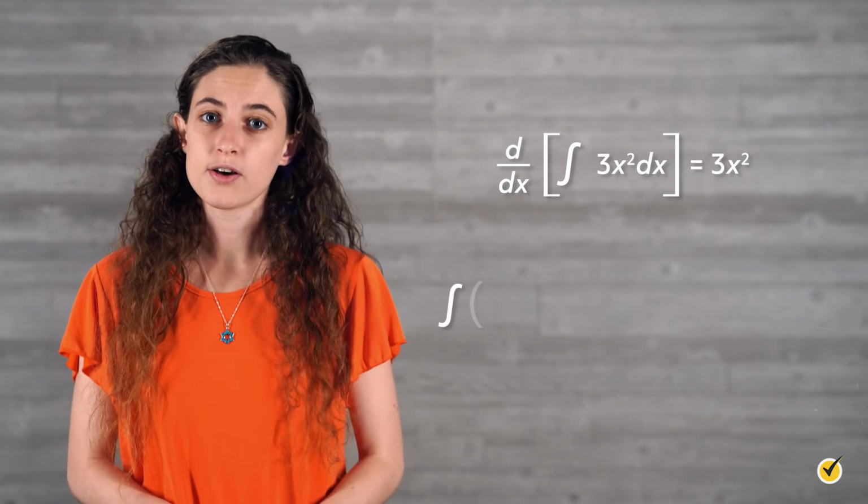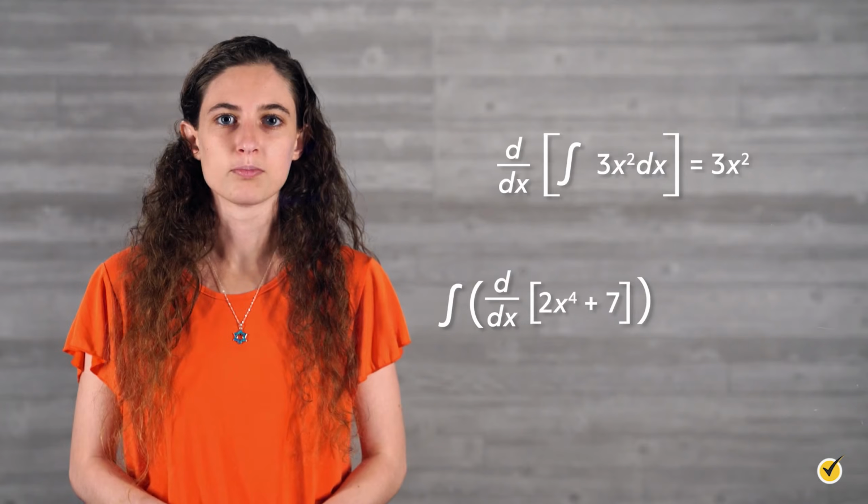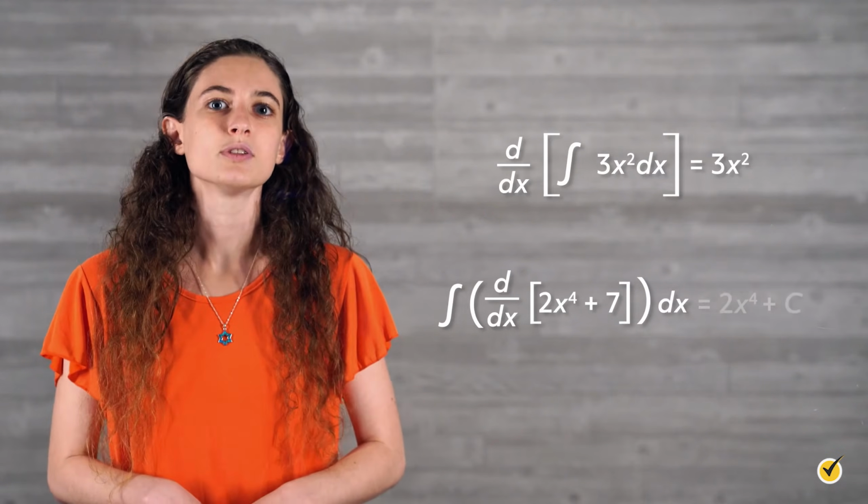According to the Fundamental Theorem of Calculus, integration and differentiation can be thought of as inverse operations. Differentiating an integral and integrating a derivative yield almost identical results. For example, the derivative of the integral of 3x squared dx is equal to 3x squared. And the integral of the derivative of 2x to the fourth plus 7 dx is equal to 2x to the fourth plus c.